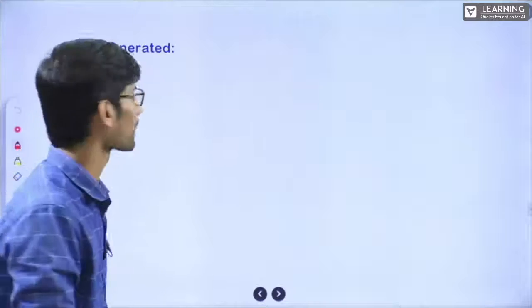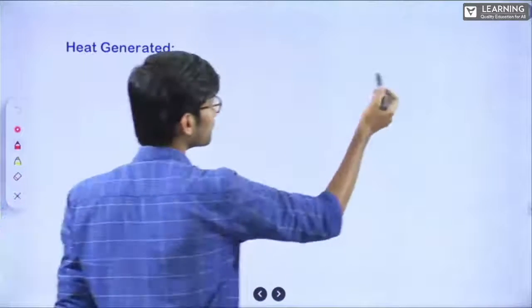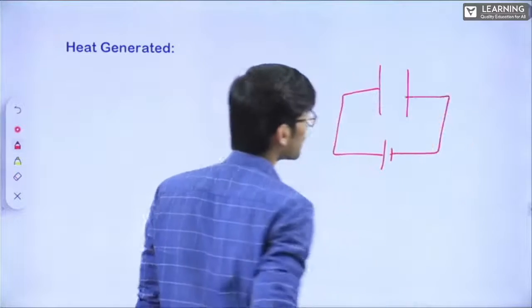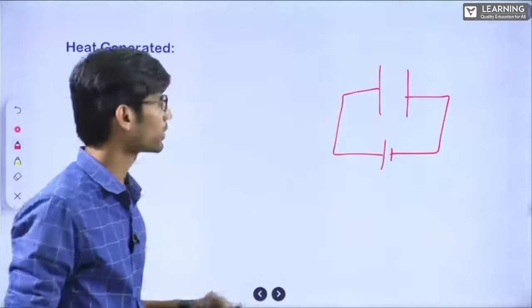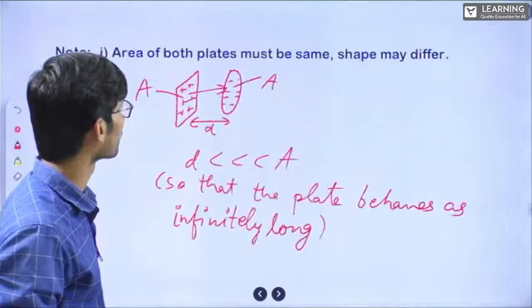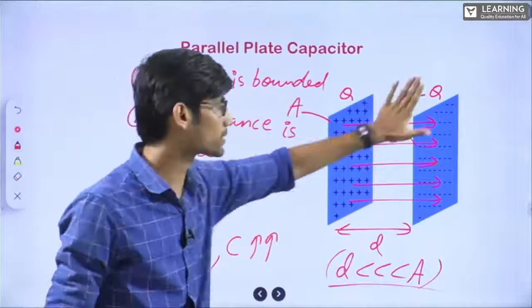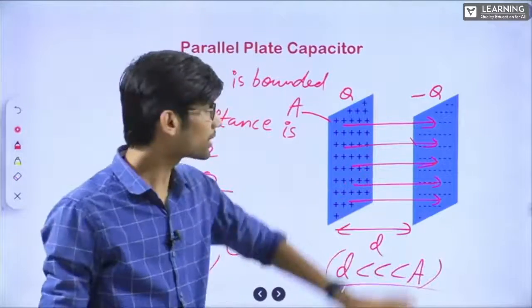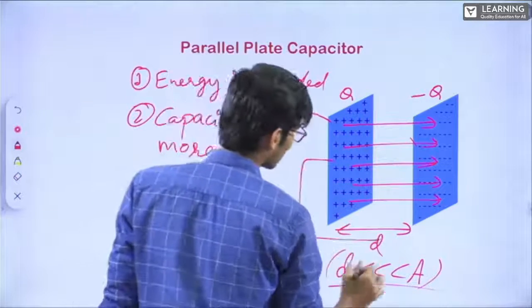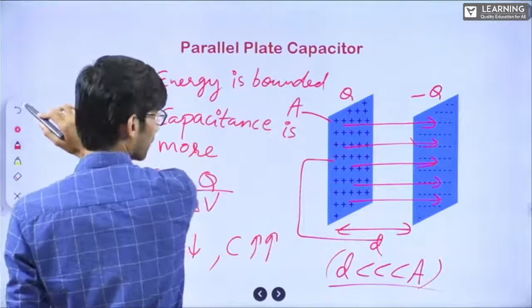Heat generated. Okay. Understand one thing. Suppose there are two plates. Fine. A battery is connected to it. Now, I forgot to tell you one more thing. Initially, I told parallel plate capacitor. The very first slide. This is a parallel plate capacitor. When this becomes positive, then this becomes negative, equal and opposite charges. But how does this happen? There are two ways. One way, these two plates connected with a battery.